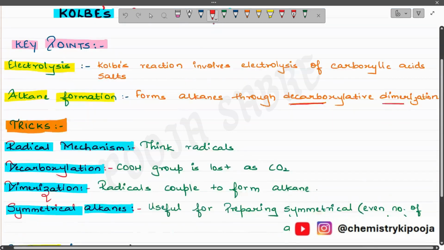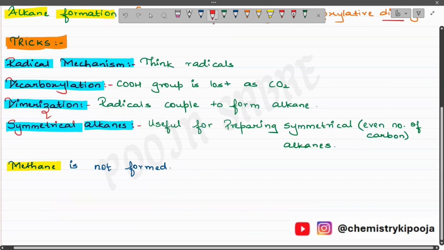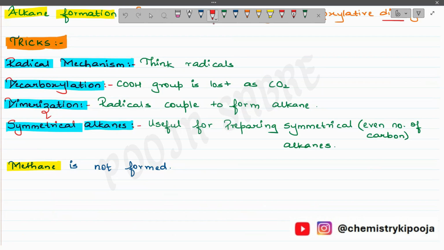Then the tricks are, whenever you come across a question based on Kolbe's, you need to think of the radicals. Firstly, you need to identify which free radicals can be formed. The second important trick is remove CO2 from the COOH group, since it is decarboxylation. And then the radicals which are going to form, they are going to couple among themselves. Couple means they are going to form a bond, and then you will be getting alkane.